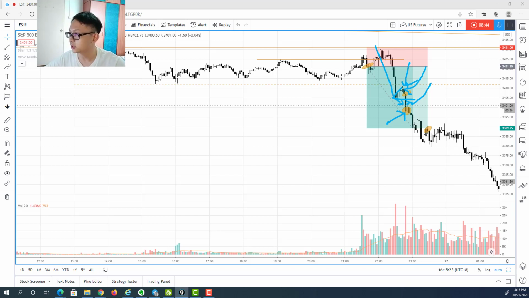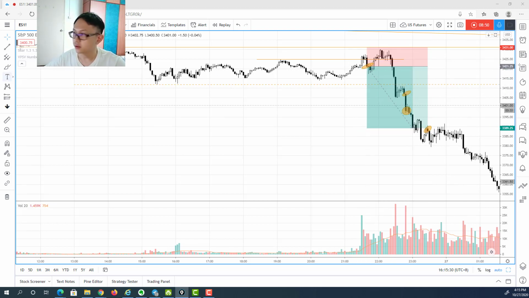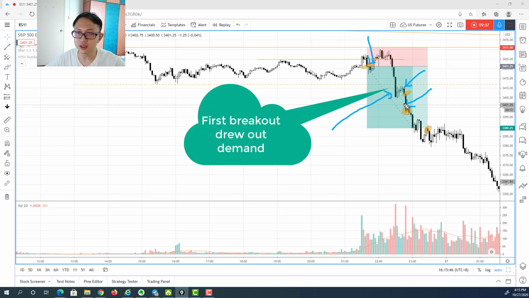So in total there are 3 entries for me. I just entered short. The first one is a very early entry based on the false breakout right here. The second is based on the reversal, and the third is right at the confirmation bar. You can see that I purposely avoid the first breakout, because the first breakout usually just draws out a lot of the supply or demand, in this case because we just entered a short to the downside.